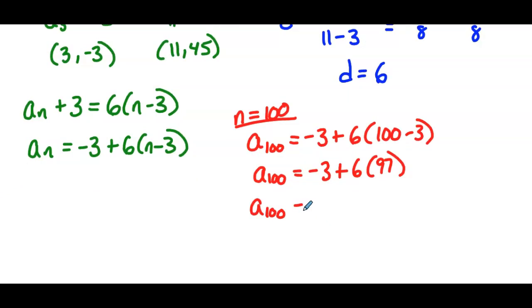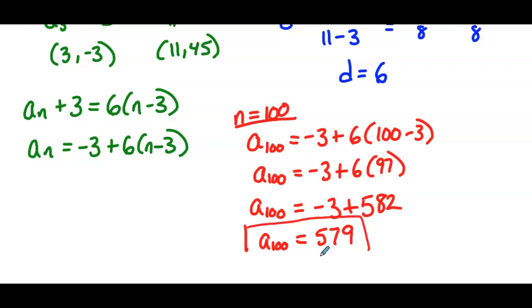So a sub 100 equals negative 3 plus 540, and then 42, 582. So the 100th term is 579. Okay, so could we have simplified as we did in that earlier example when we don't have n minus 1? Of course. But in this case, it doesn't matter because we're plugging in n equals 100 anyway.